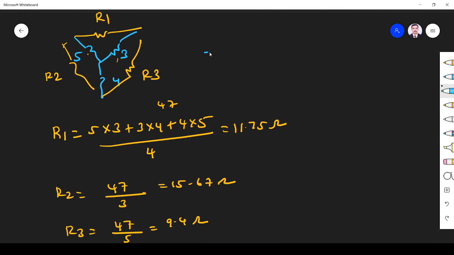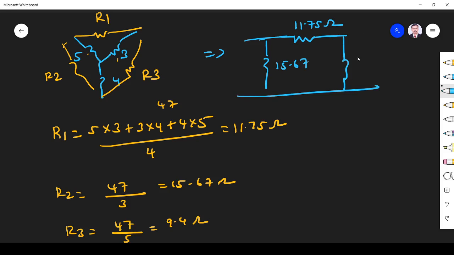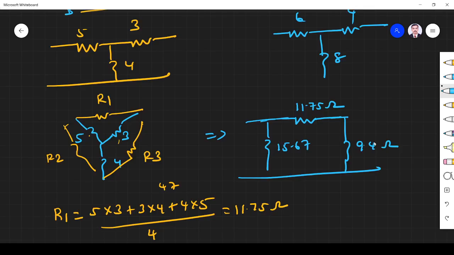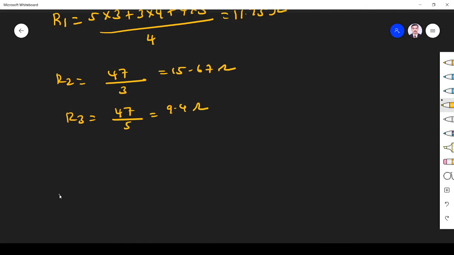How can I draw? This implies R1 is 11.75 ohm. This one I draw like this, no problem. Fine. This will be 15.67 ohm. This R3 I draw like this. This will be 9.4 ohm. Okay. Right. Now I take this one, 6, 4, 8. So 6, 4, 8 I take.